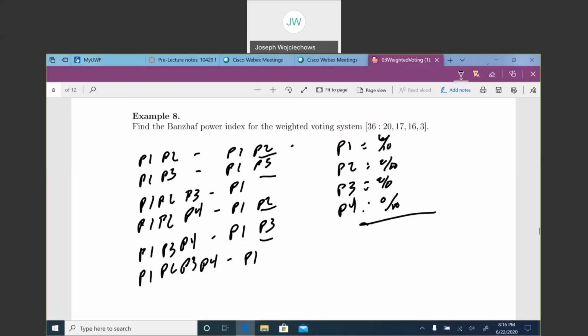And just as a side thing, to check that you've got this right, if you add them all up, we get 10 over 10, which is 1.